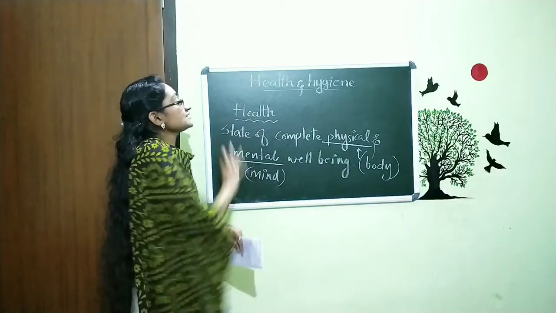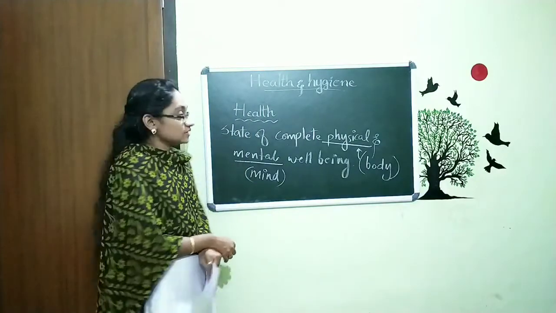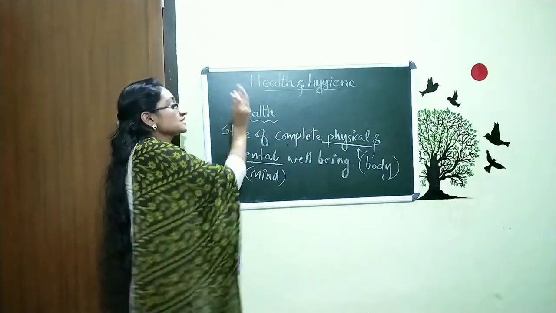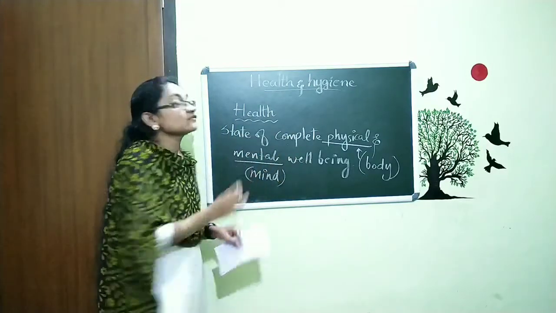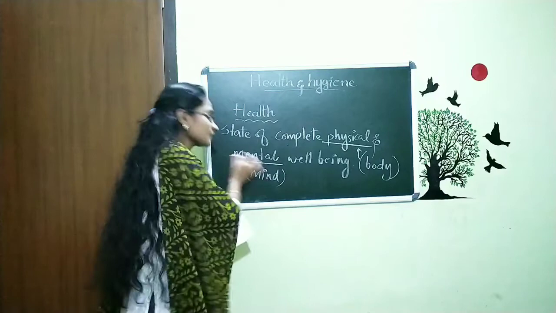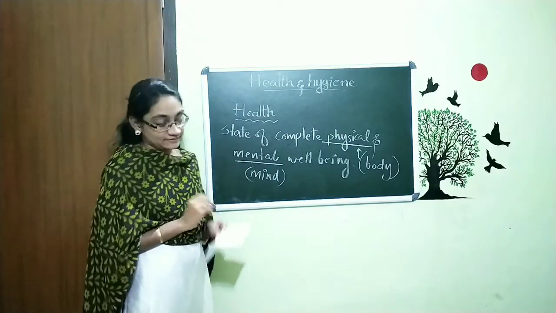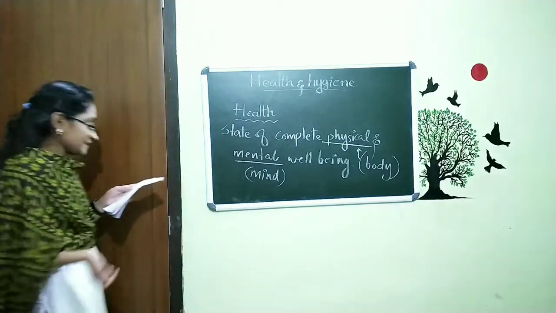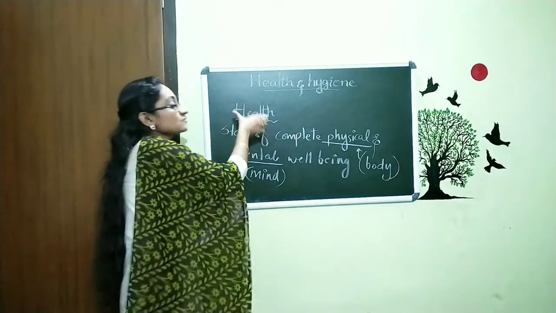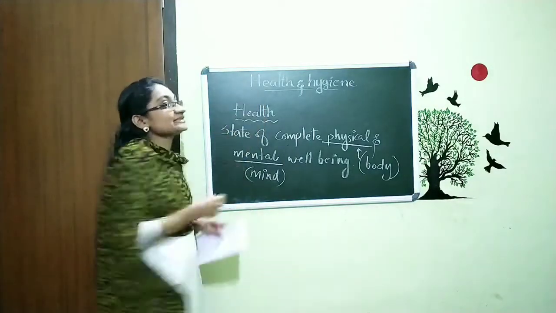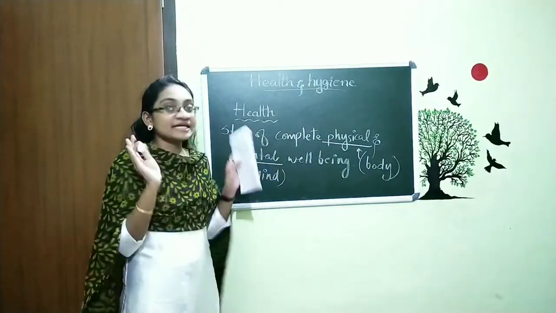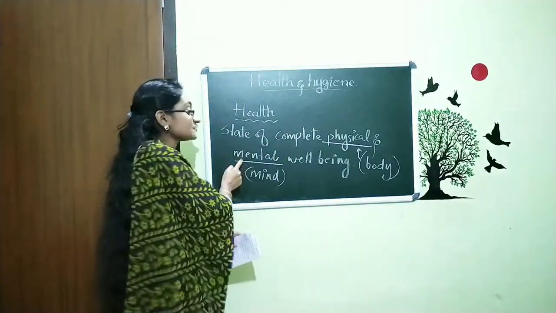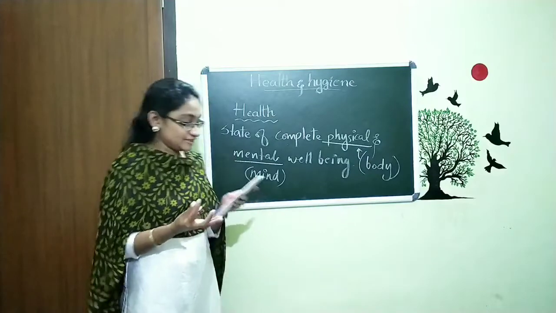So this is about health. We studied the definition of health. It is the state of complete physical and mental well-being of a person. That is health. So this is the definition. That means for the definition of health, it has two components, that is physical and mental. Physical means it's related to the body and mental means related to the mind.